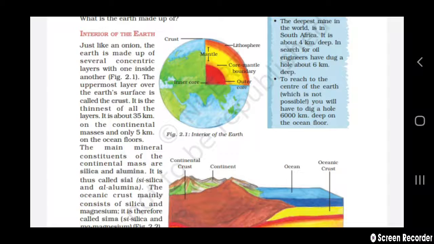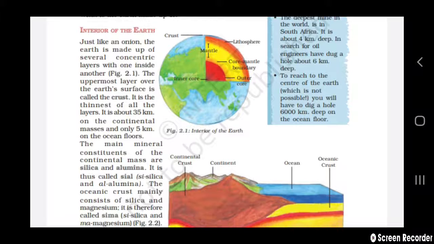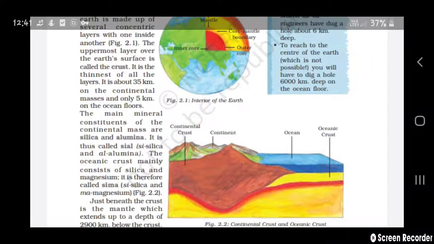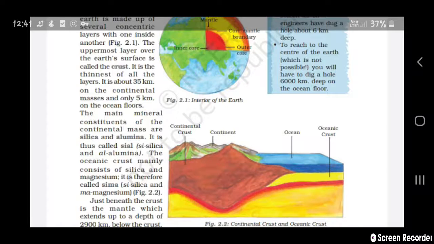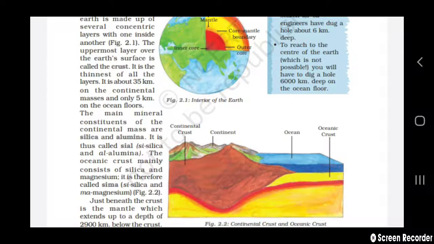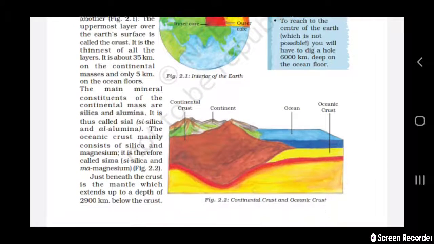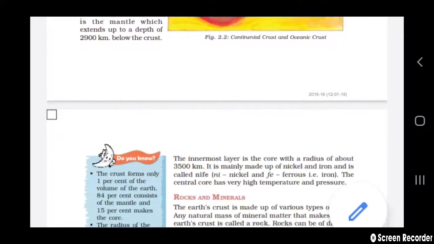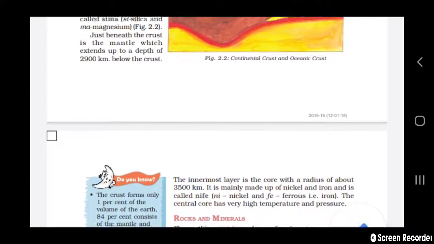Next, the oceanic crust mainly consists of silica and magnesium, and therefore it is called sima. Sima means Si for silica, plus Ma for magnesium.